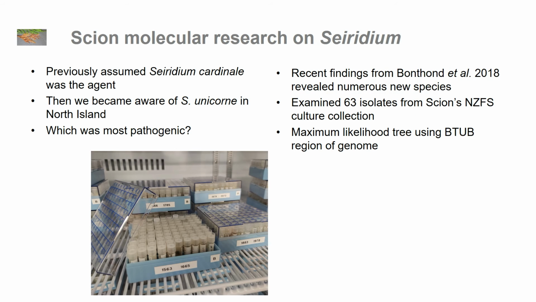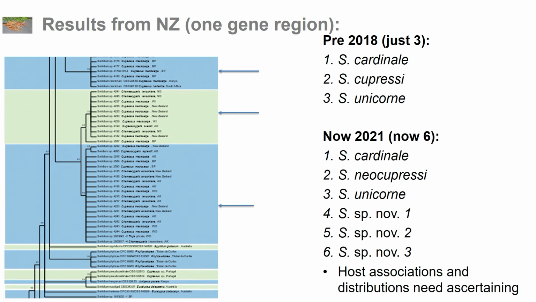Our colleague Te Whauranga undertook this laboratory research and cultured and extracted DNA from 63 isolates within Scion's fungal culture collection. She analysed the BTUB region of the genome. Before 2019, we thought we had just 3 species of Seiridium, cardinale, cupressi and unicorne. But now the recent research has revealed, and here's a little portion of the tree shown on the left, we've got at least 3 additional new species.